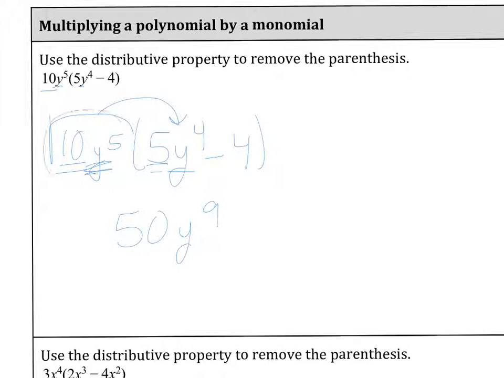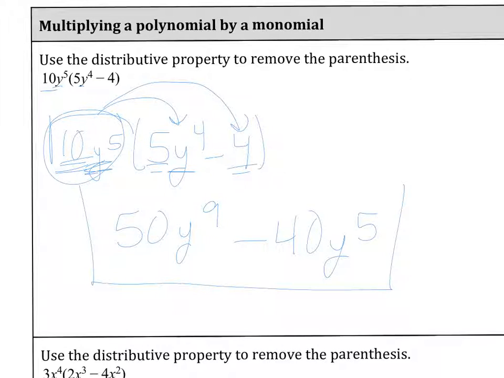And then I'll take this 10y to the 5th and multiply it by this other part over here. So 10 times the negative 4 makes negative 40, and then that y to the 5th is just going to stay y to the 5th because there's no other y's inside of there. And that is how we're going to do it. It's basically the distributive property mixed with those properties of exponents that we learned about in the previous section.